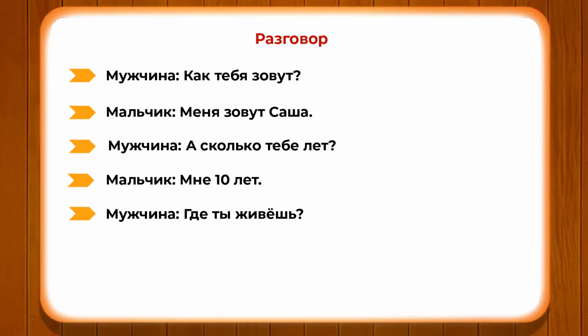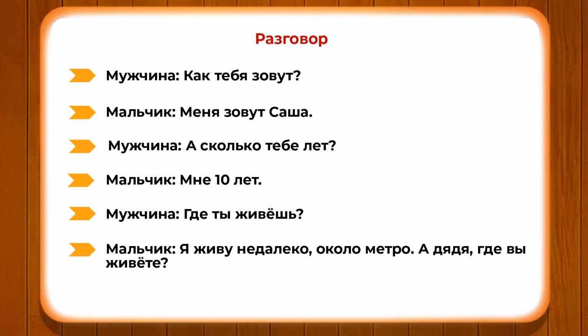The boy is answering, я живу недалеко. I live not very far. Недалеко, because in Russian, if you want to say far, you use the expression далеко, but when not far, we use недалеко. Okay? We also have certain other expressions to express that I don't live far, which means I live nearby. So we can also say я живу рядом. I live nearby. So the boy is replying, я живу недалеко, около метро.